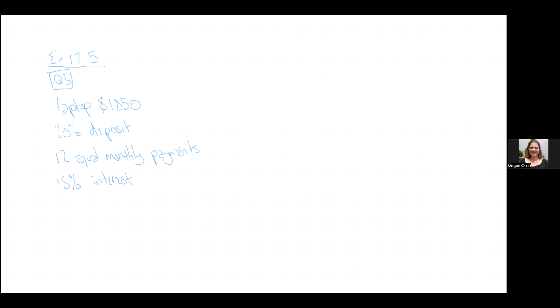I'm going to do exercise 17.5, question 3. Some of you are struggling with this type of idea. So I've got a laptop that cost $1,850. I have to put down a 20% deposit. Then I have to make 12 equal monthly payments. So it's going to take me 1 year to pay it off in 12 equal months. And it's going to charge me 15% interest.